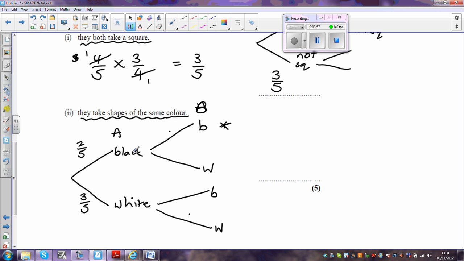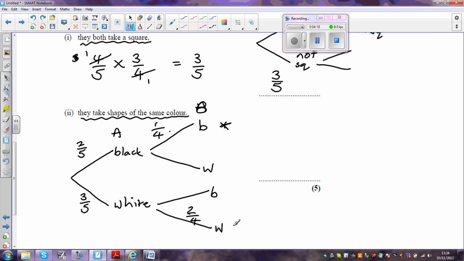Okay, so Alec has taken out a black. There were 2 blacks, which means there's now only 1 black left out of a possible 4 shapes that Bashir is going to choose from. Going this way, Alec has chosen a white. There were 3 whites, so there are now only 2 whites left, again out of a possible 4.